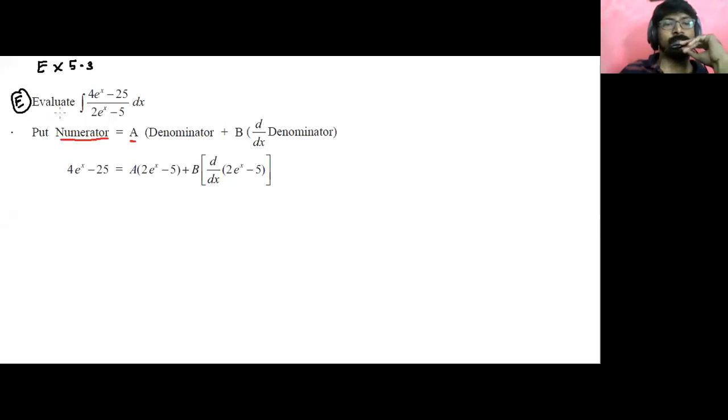Okay, student. Now look at this. This is a new type of integration, exercise 5.3. Evaluate the integration of (4 e power x minus 25) upon (2 e power x minus 5) dx.